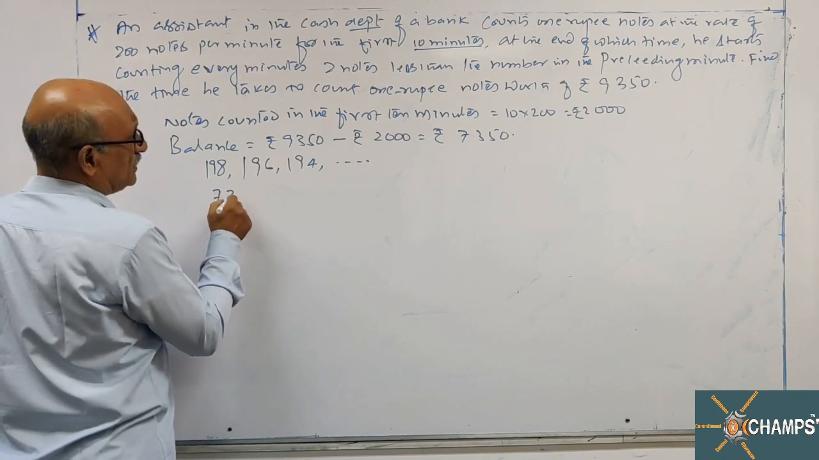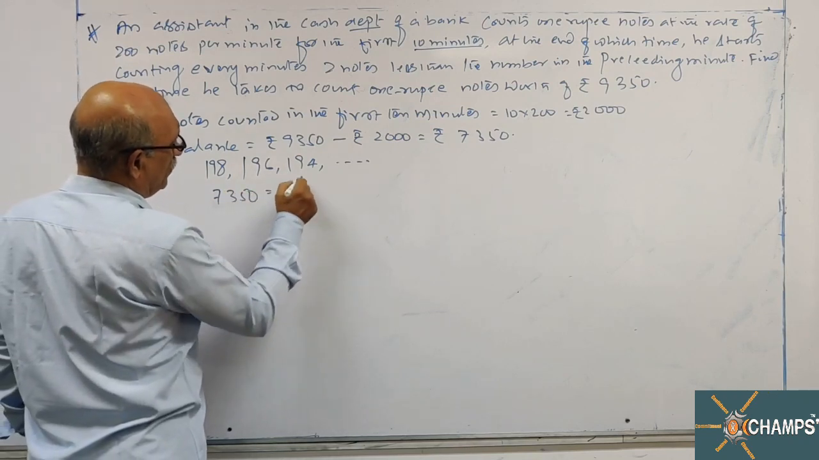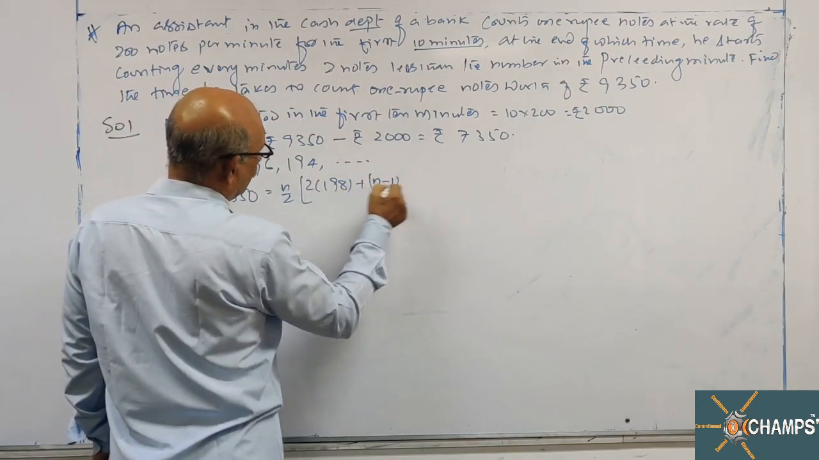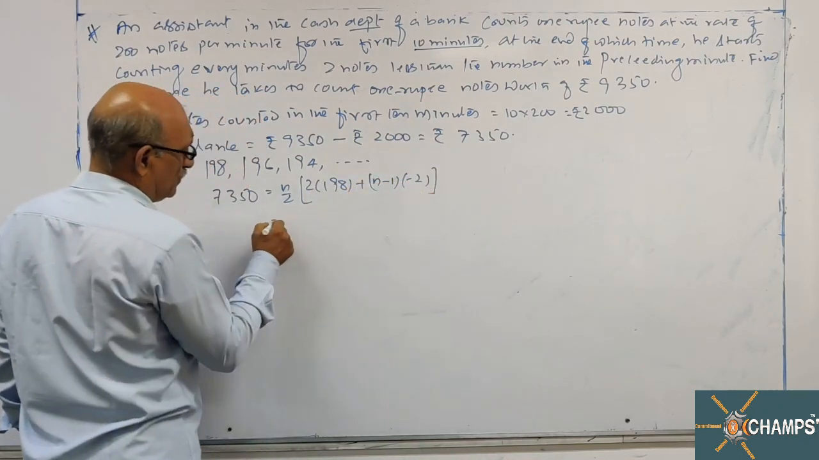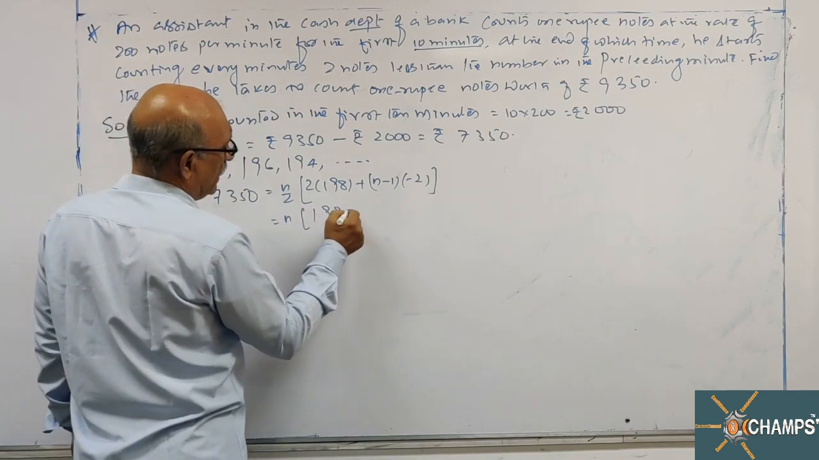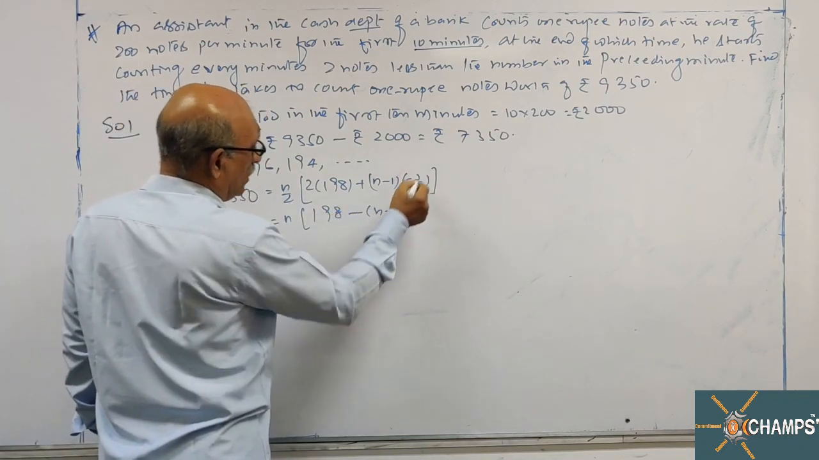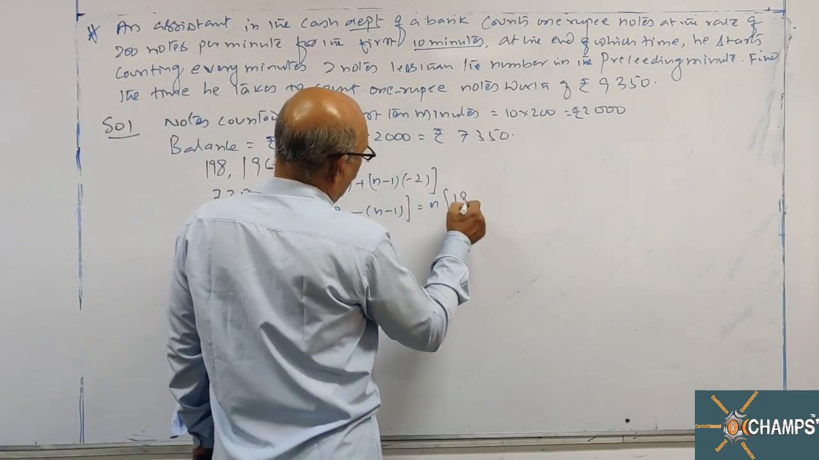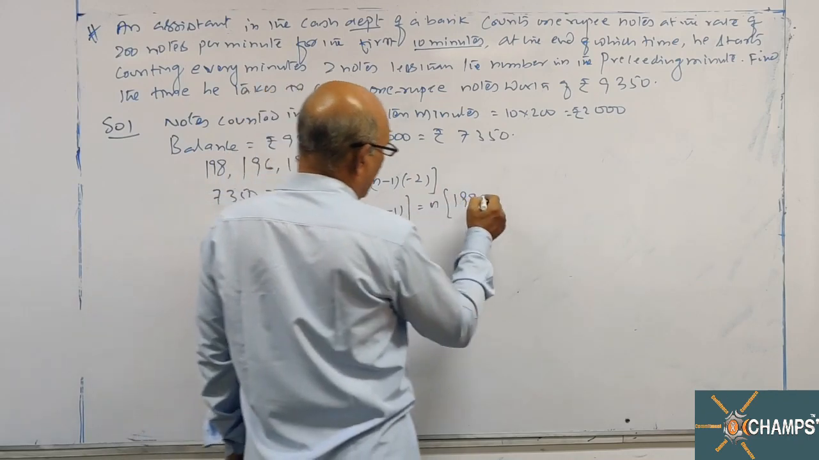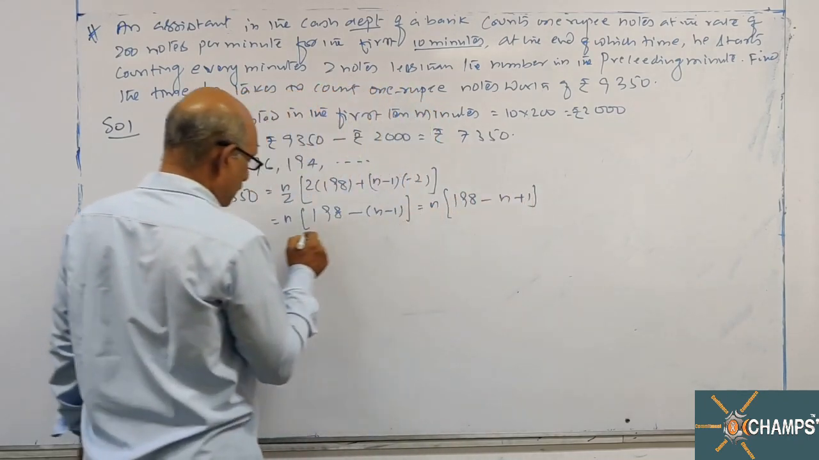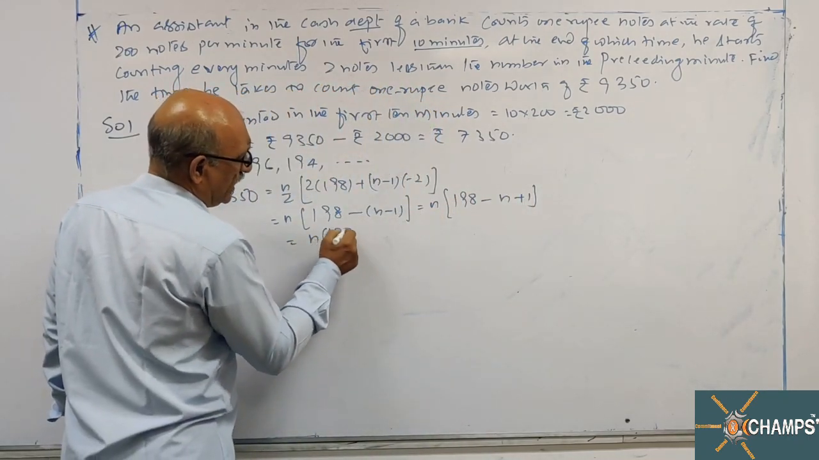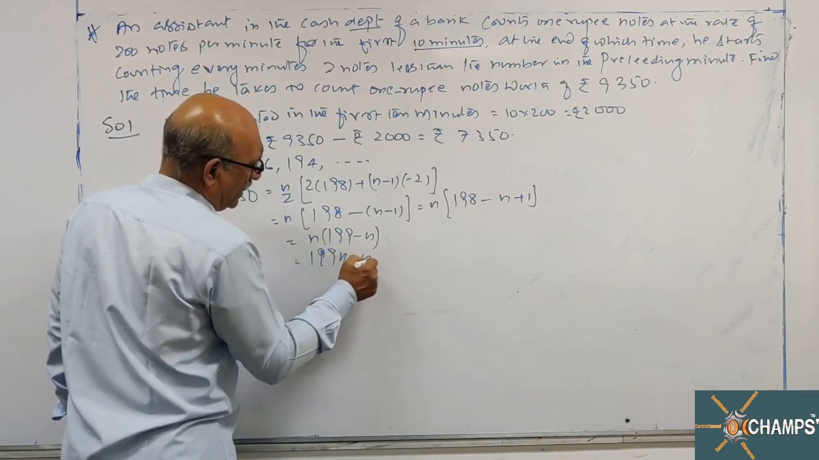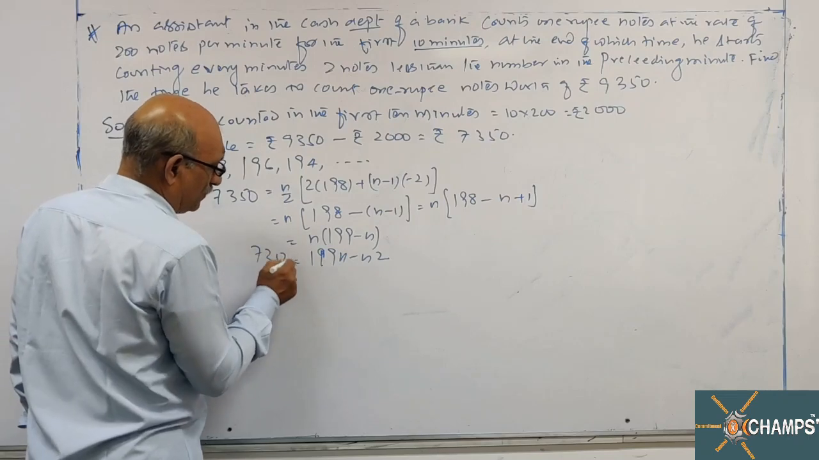Sum is equal to 7350. n by 2 into 2a, 2 into 198 plus n minus 1 into common difference minus 2. n into 198 minus (n minus 1). 2 I can take and cancel. n into 198 minus n plus 1. n into 199 minus n. 199n minus n square is 7350.